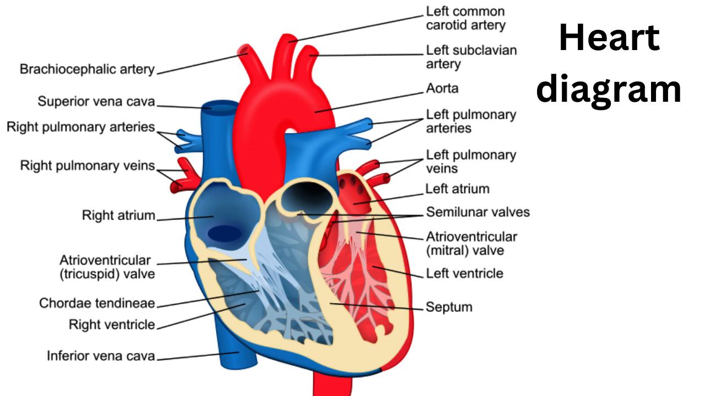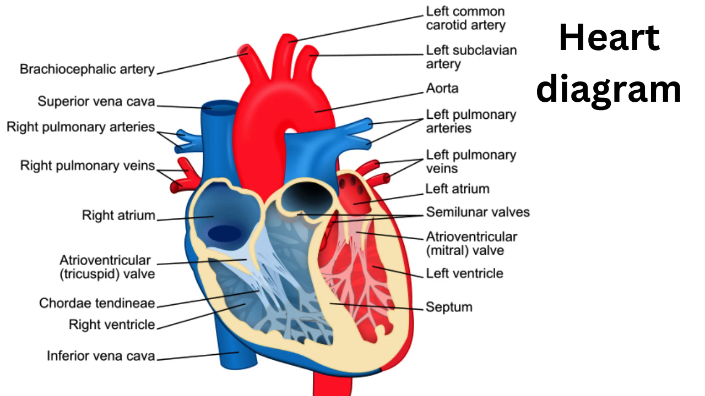The right atrium is the upper chamber of the right side of the heart. It receives deoxygenated blood from the body through the superior and inferior vena cava and pumps it into the right ventricle.